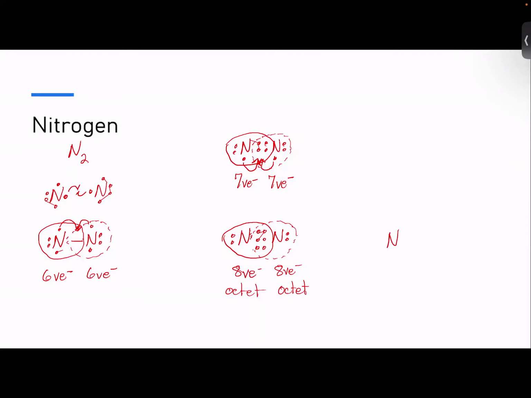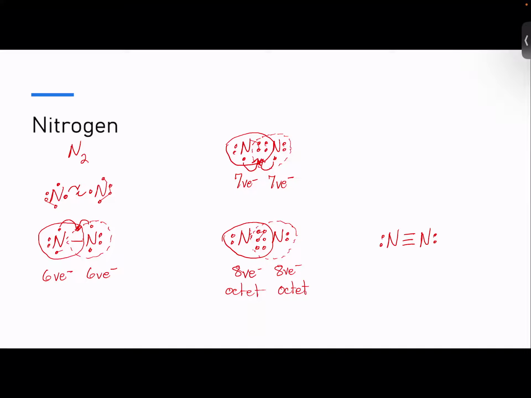Again, each pair of electrons is represented with a line. So to represent 6 electrons, 3 pairs, we develop 3 lines. And that is what you'll typically see with the development of nitrogen.